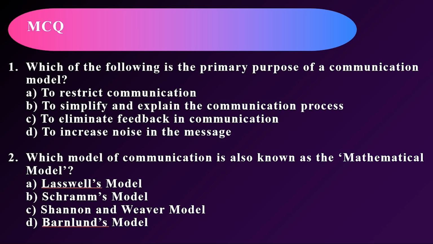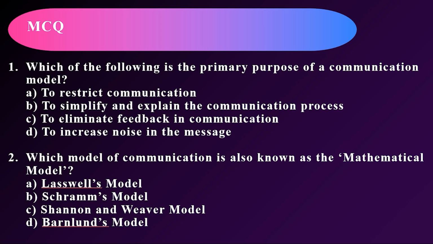Here are some important questions from this section. Some of the multiple choice questions are: 1. Which of the following is the primary purpose of a communication model? Option A, to restrict communication. Option B, to simplify and explain the communication process. Option C, to eliminate feedback in communication. Option D, to increase noise in the messages. Answer is option B, to simplify and explain the communication process.